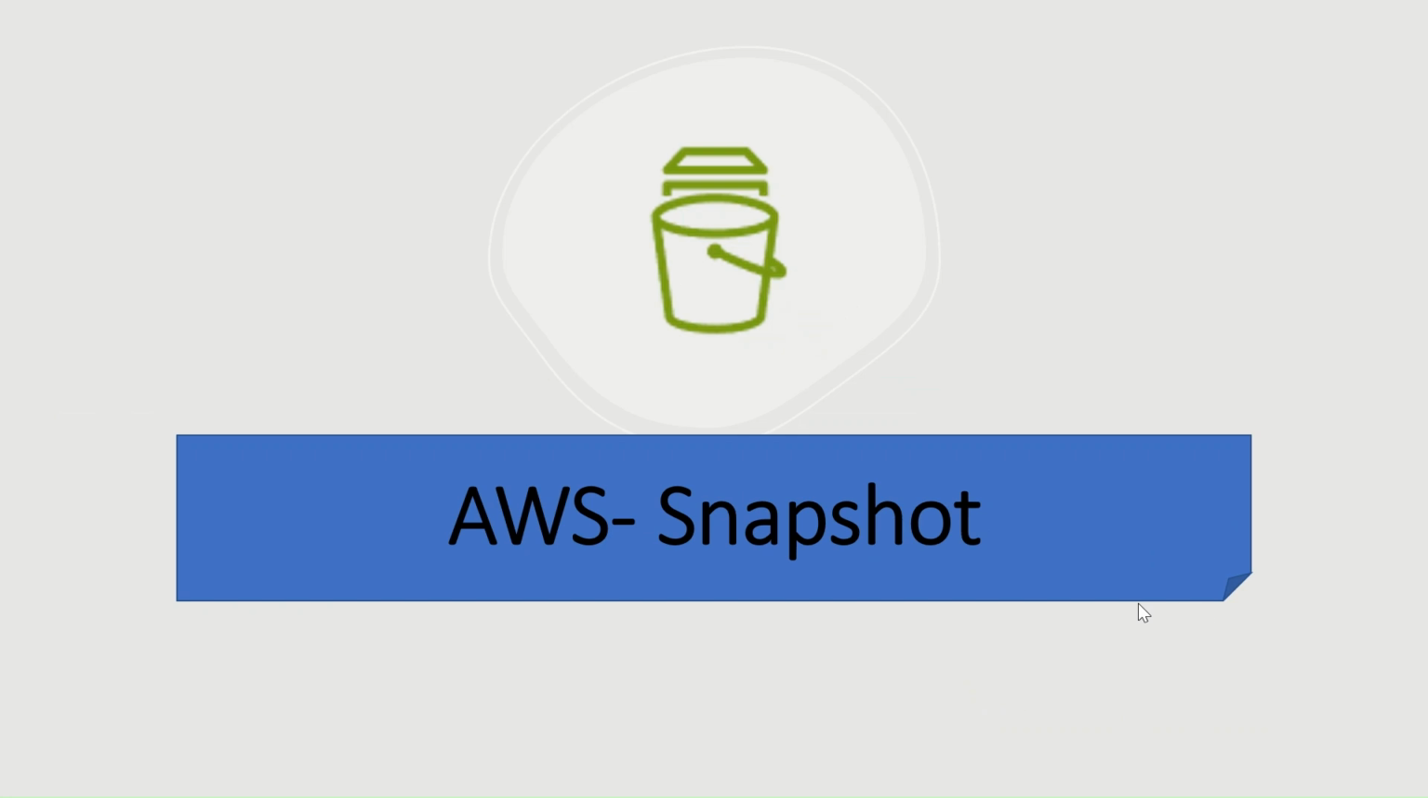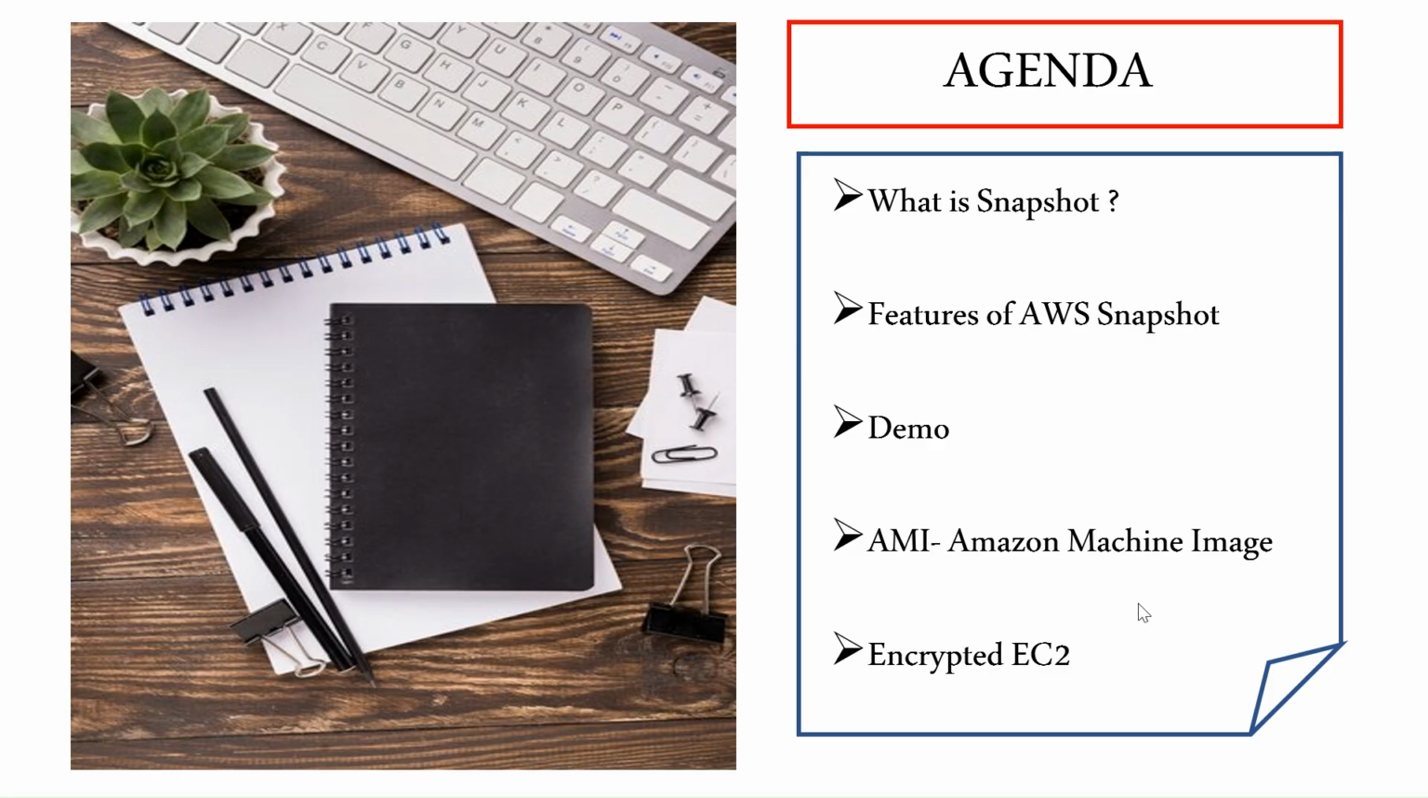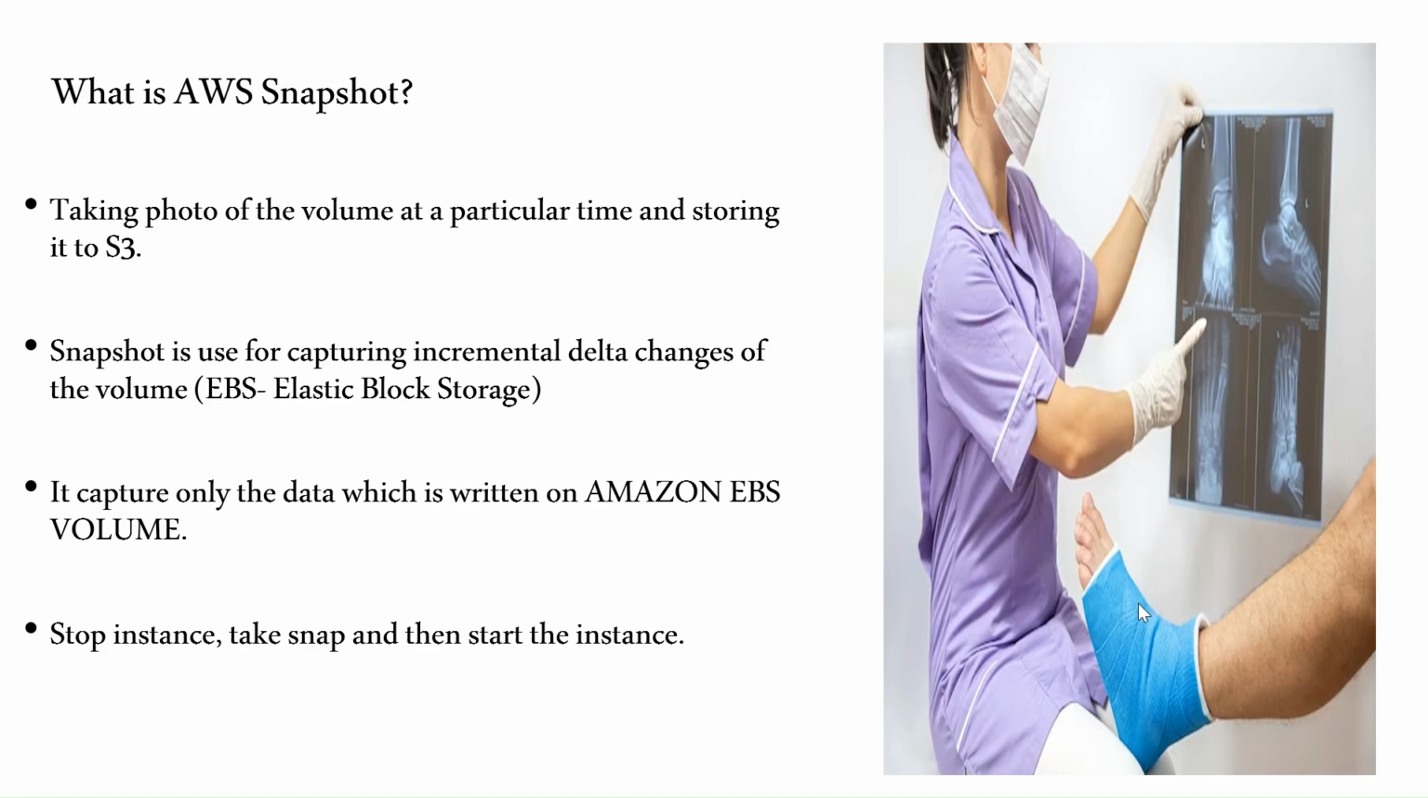And today we are going to discuss AWS Snapshot. So let's start. In this video, I'll cover what a snapshot is, what the features of AWS Snapshot are, and I will give you a demo of how to create a snapshot. Then we will see what Amazon Machine Images are, and at the end we will see how to create an encrypted EC2. So let's start this video.